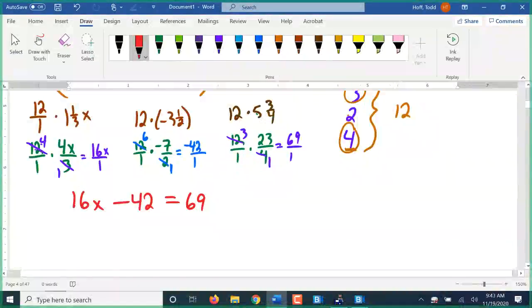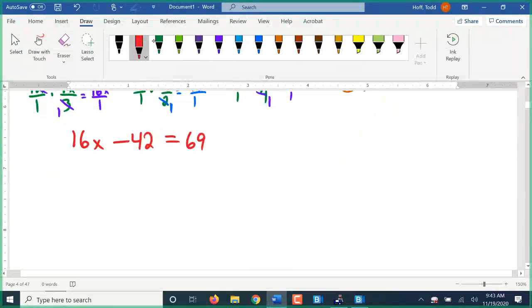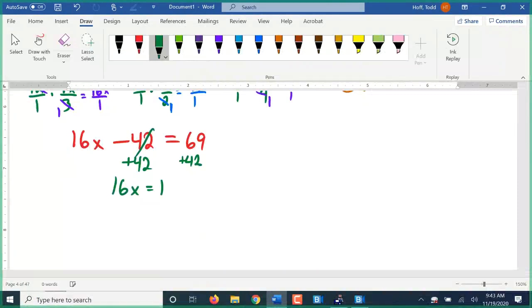Now we have an equation that has no fractions in it. We can go ahead and solve. So I'm going to add 42. I get 16x equals 111. And we'll divide by 16. So the 16 cancels out there. We have x equals 111 over 16.